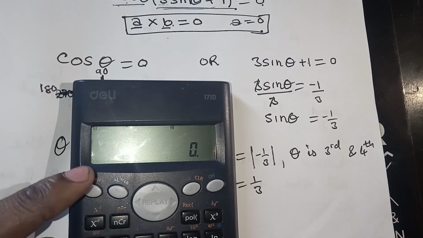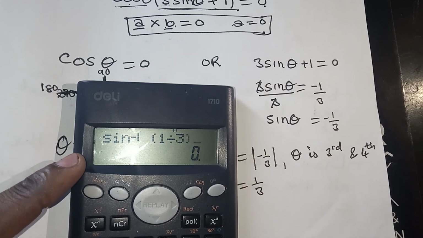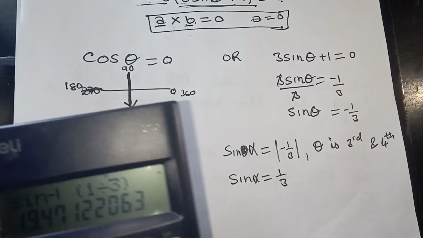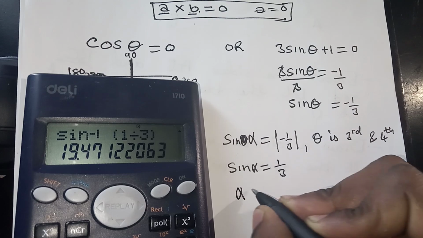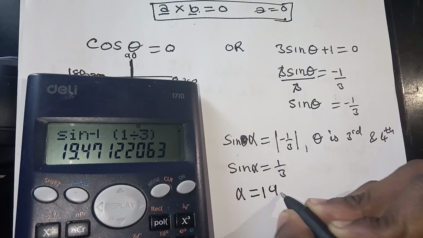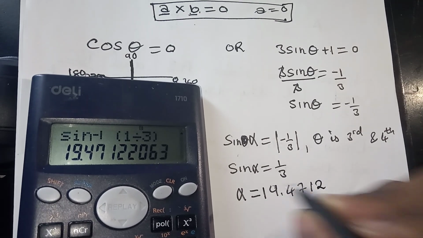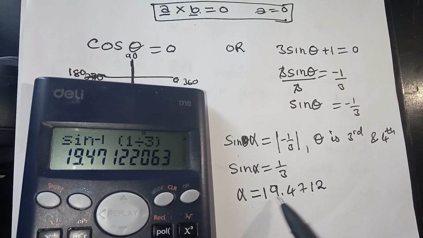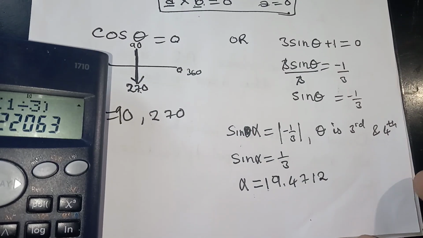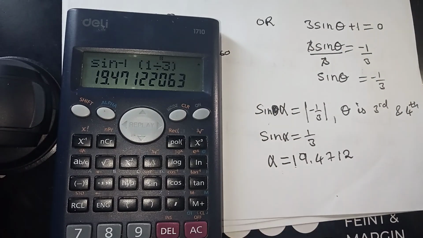So you can say sine inverse of 1 divided by 3. Make sure your calculator is in degrees. This one is giving me alpha as 19.4712. So to improve the accuracy of your answer, you can write your alpha correct to 4 decimal places and then just round the final answer off correct to 1 decimal place, since you're dealing with degrees here.